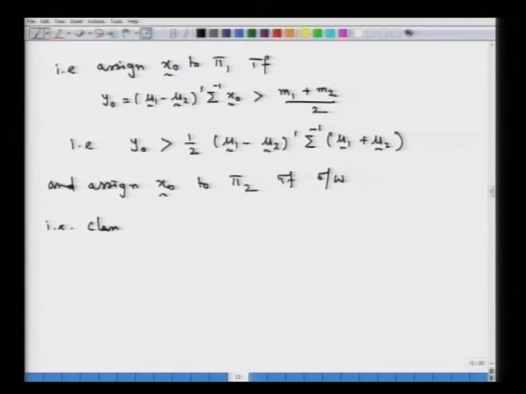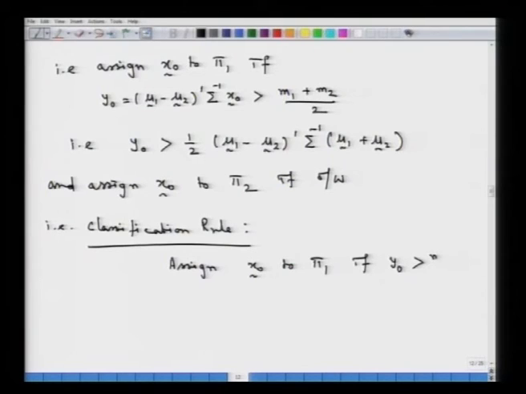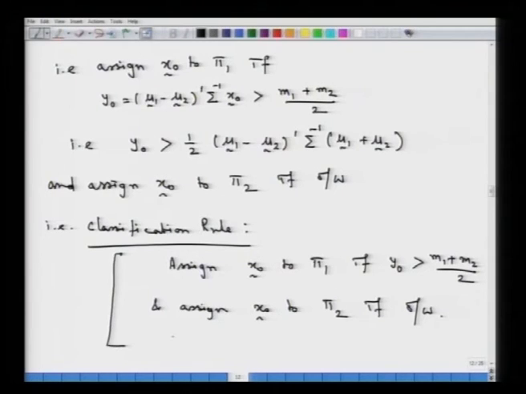that is using the Fisher linear discriminant function, we have the classification rule. The classification rule says assign x naught to pi 1 if y naught is greater than, just writing in short, the midpoint, and assign x naught to pi 2 if it is otherwise. So, this becomes the classification rule that is based on the Fisher linear discriminant function.